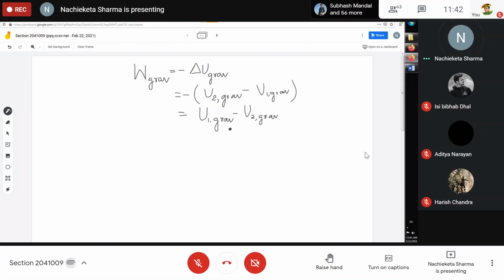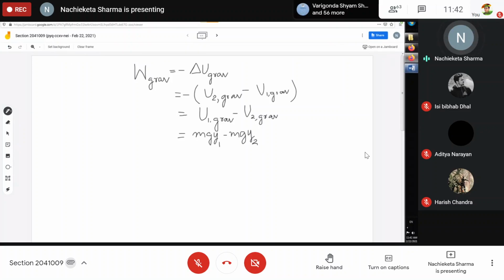Okay. Then that is equal to, if I put the value, then this will be mgy1 minus mgy2. Okay, mgy2. So look at this equation.